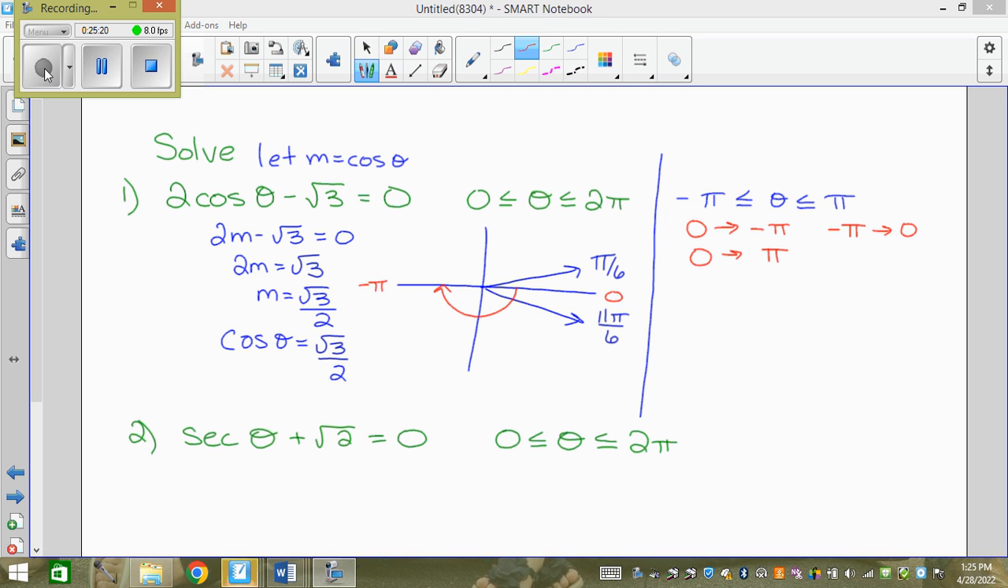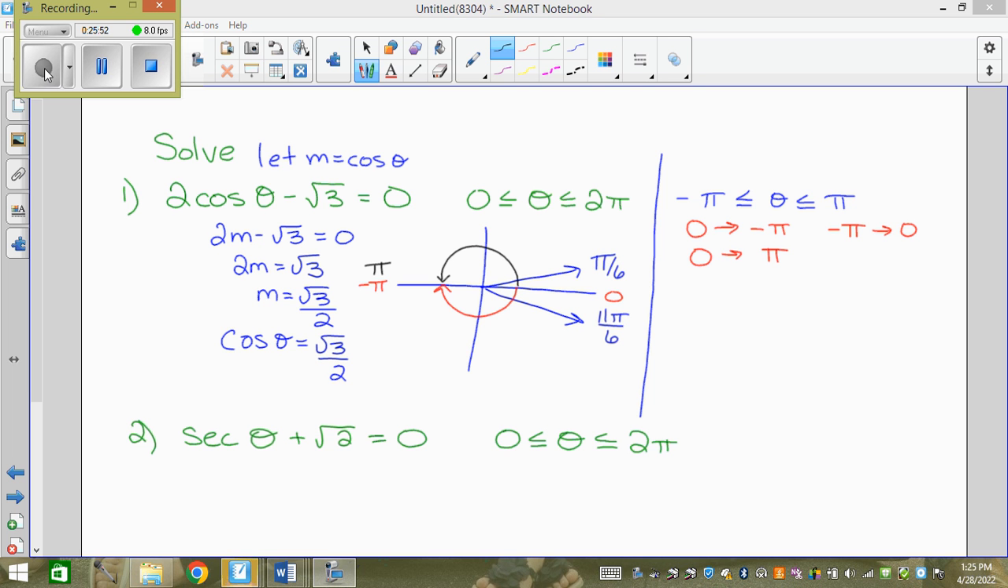So here's my arm. It's 11 pi over 6. I cannot use that answer, though. Why? It's too big. I can't use 11 pi over 6 because the domain I gave you is actually from 0 to pi and 0 to negative pi. Do you see that? And 11 pi over 6 is too big. It's past pi. So I go from 0 to pi over 6 to this, and then I stop. I can't give the 11 pi over 6 the way it is because it's too big.